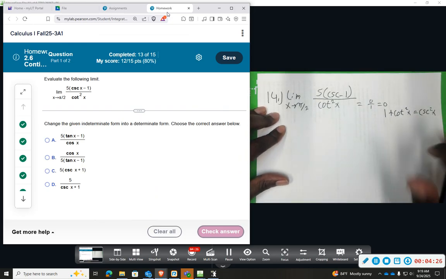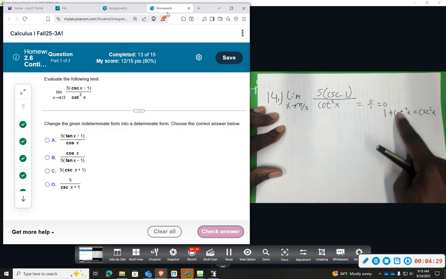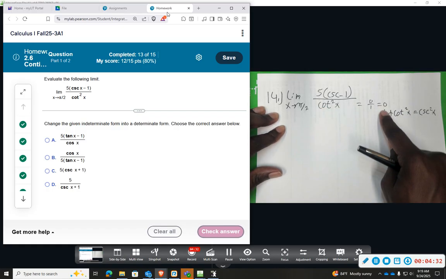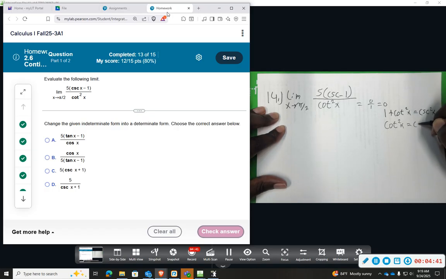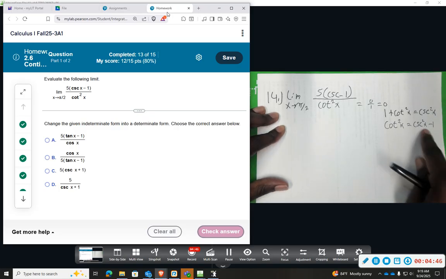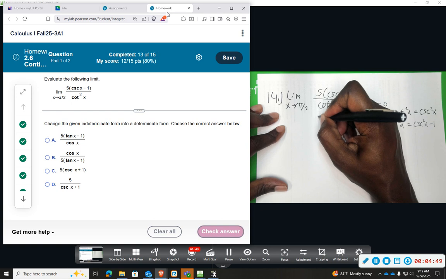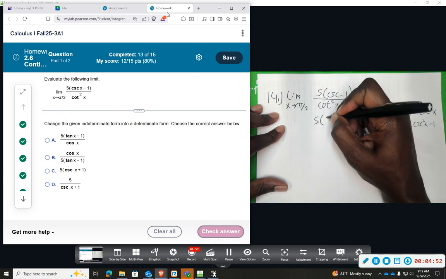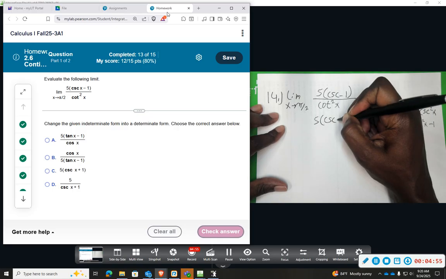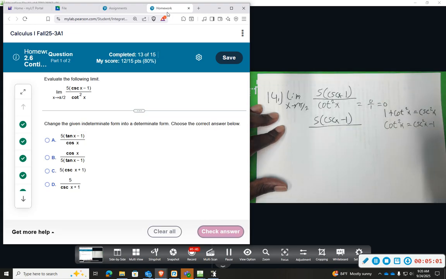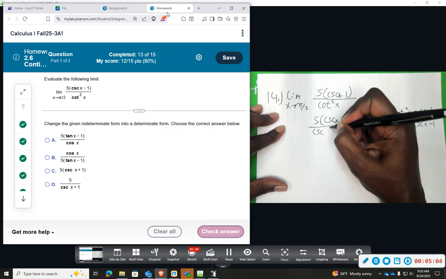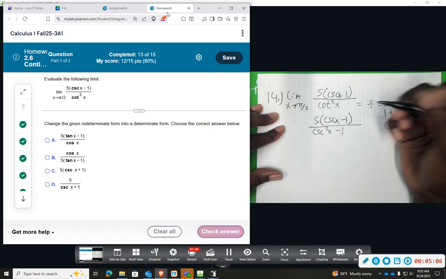Using this identity, it doesn't look exactly like this, but we can get cotangent by itself by subtracting 1. So we get a different form: cotangent squared x is equal to cosecant squared x minus 1. I'm going to replace that here. We have 5 cosecant x minus 1, divided by cosecant squared x minus 1.